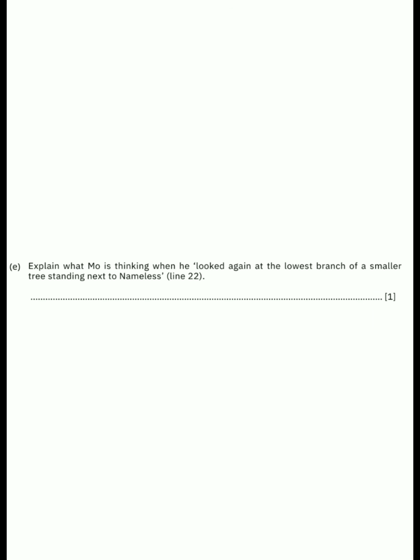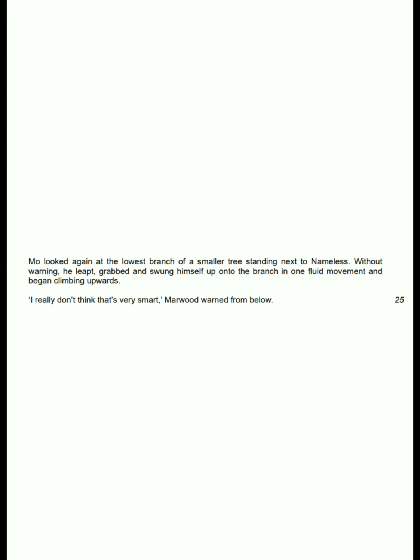Question 1E, F, and H assess your understanding of implicit meaning and attitudes. Let's solve one question to understand how you're supposed to give the implicit meaning. Question 1E. Explain what Mo is thinking when he looked again at the lowest branch of a smaller tree standing next to Nameless. Mo looked again at the lowest branch of a smaller tree standing next to Nameless.